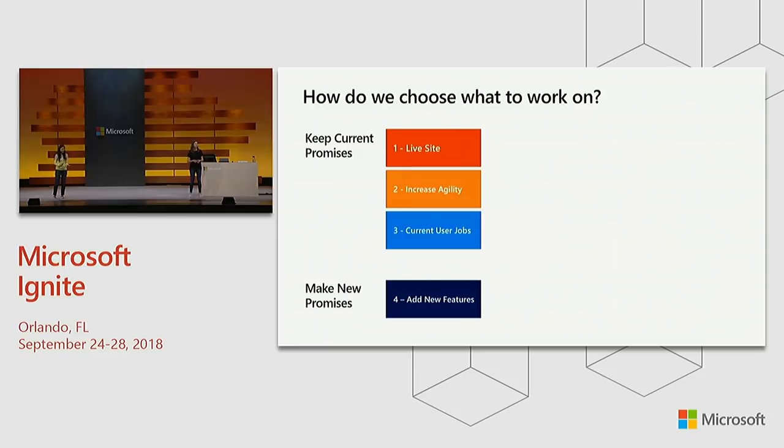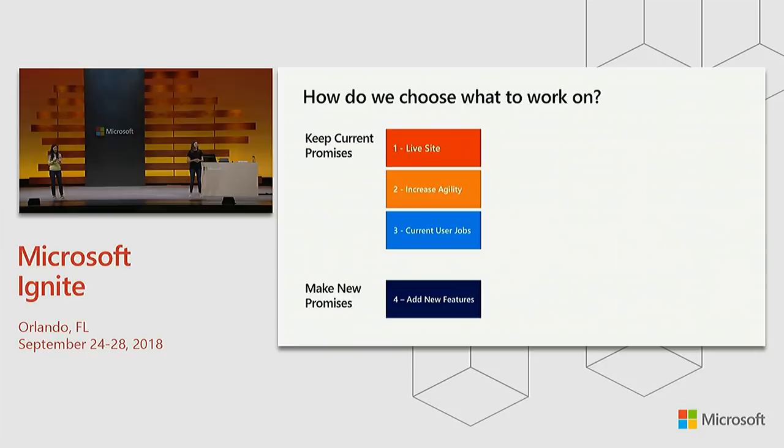I just wanted to briefly touch on how we decide what to work on in the Outlook org. So the first part of our priority framework is to focus on current promises. These are live site issues, ways we can improve our agility as a product team, and fixing issues with our fundamental user flows. With a product as complicated as Outlook, we could actually spend all of our time in that top area, continuing to polish that product.